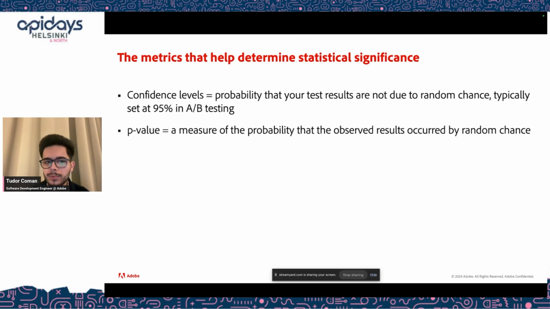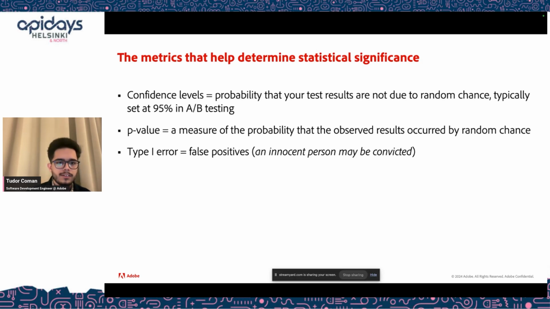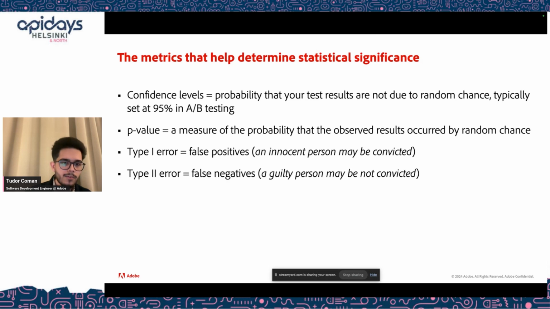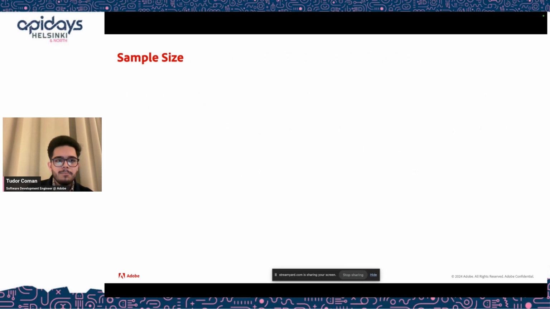P-value is the exact opposite, where it's basically a measure of the probability that the observed results occurred by random chance. And type 1 errors are false positives, and type 2 are false negatives. I included some examples that are very easy to understand, maybe not the happiest, but they're very easy to make an analogy. Sample size.